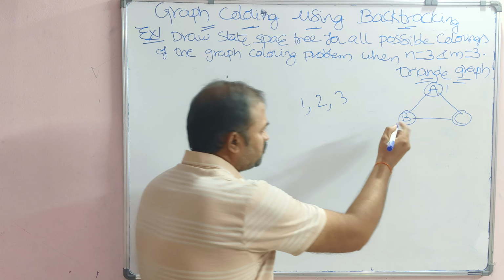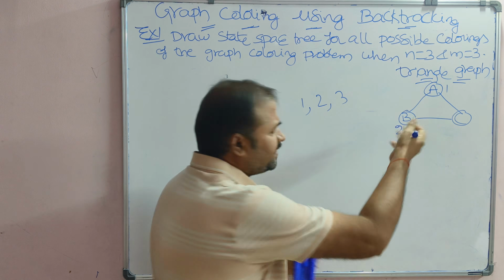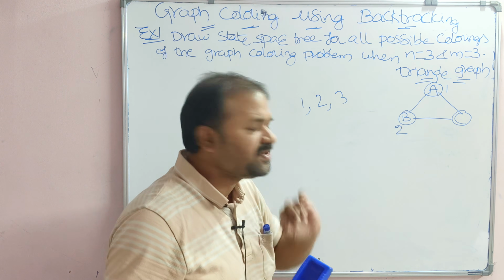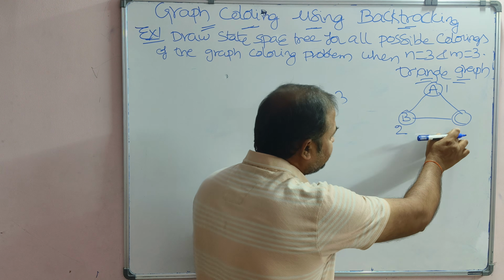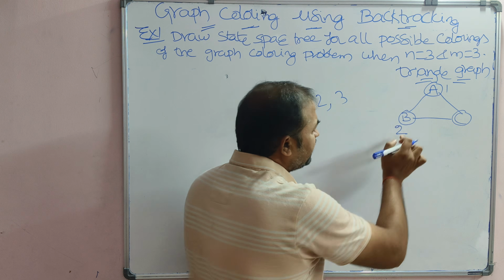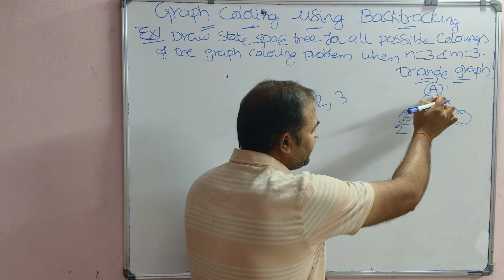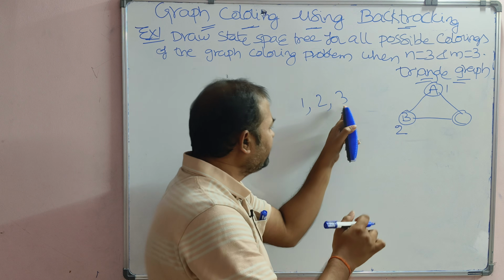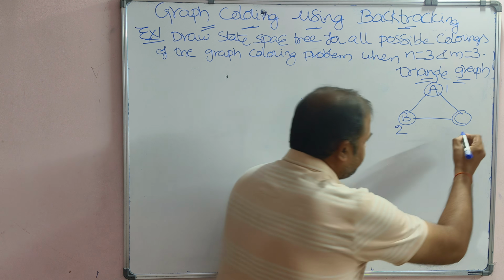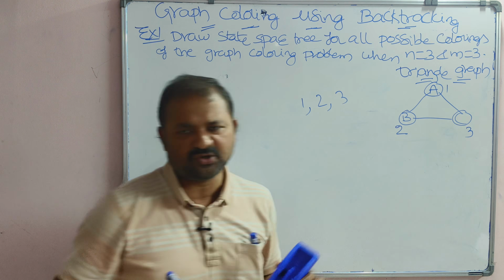Now we can use either the second color or the third color for coloring vertex B. Likewise, in order to color vertex C, we can't use color 1 or color 2. Why? Because A and B are adjacent to vertex C. So we have one more color, that is the third color. So this is one solution.